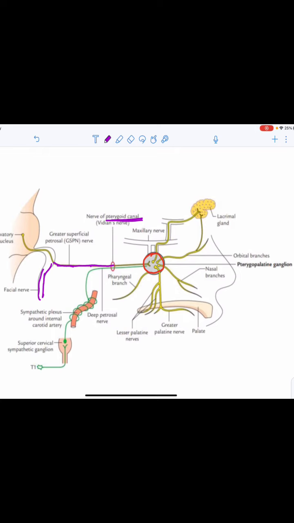This greater petrosal nerve is joined by another nerve, that is the deep petrosal nerve. So this is the deep petrosal nerve. What is this deep petrosal nerve? It is actually the sympathetic plexus around the internal carotid artery. So the sympathetic plexus around the internal carotid artery is going to form the deep petrosal nerve.